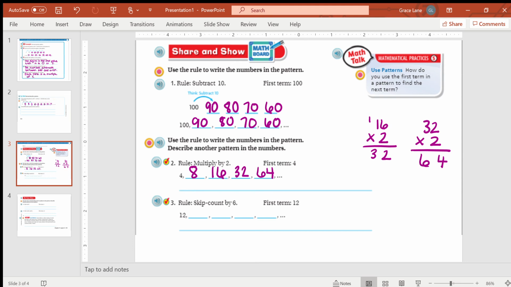So again, when you describe another pattern, there are tons of patterns. You could say these are all even numbers. I see that these are multiples of 4. I'm counting, these are all multiples of 4. They're not in order necessarily, like I skipped some numbers in between, but they all can be divided by 4. That could be another pattern.